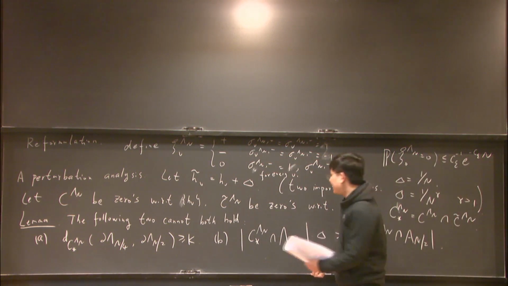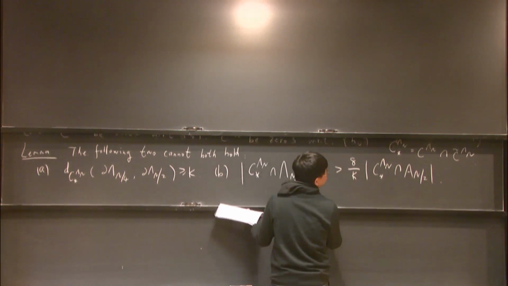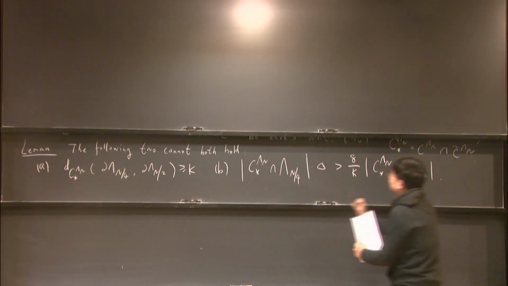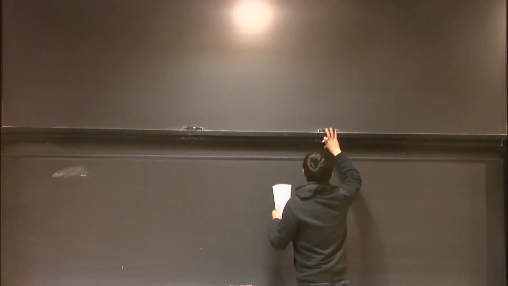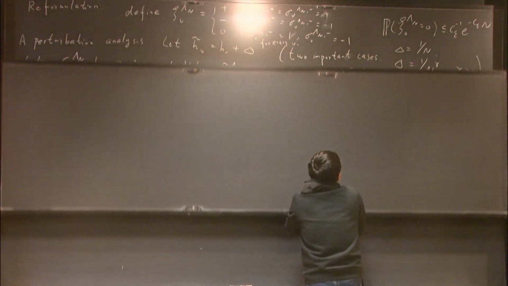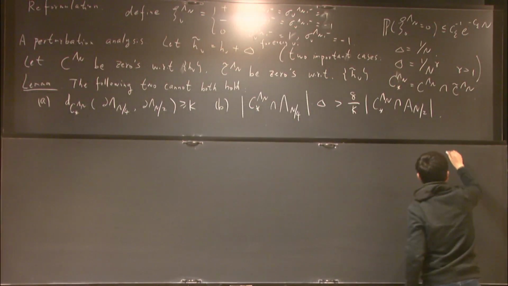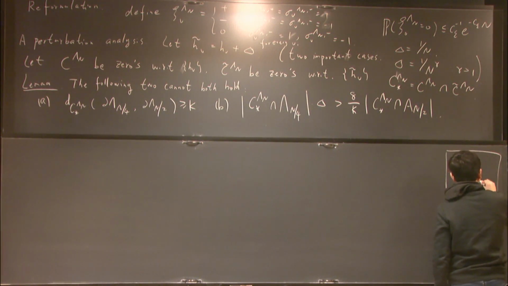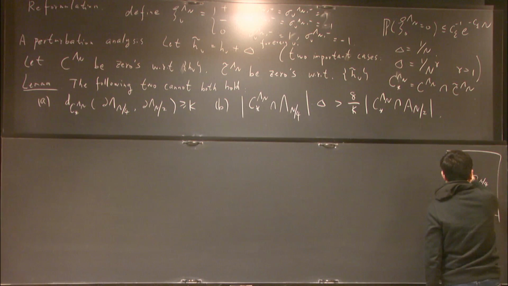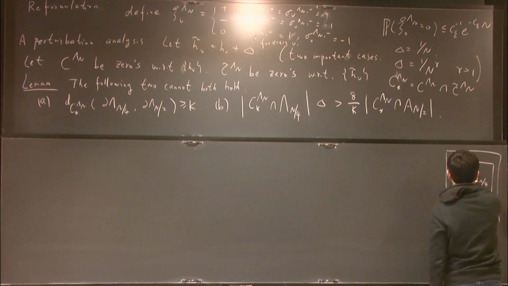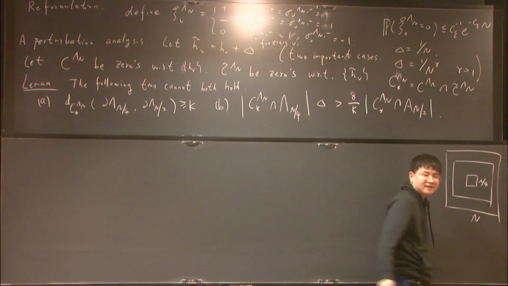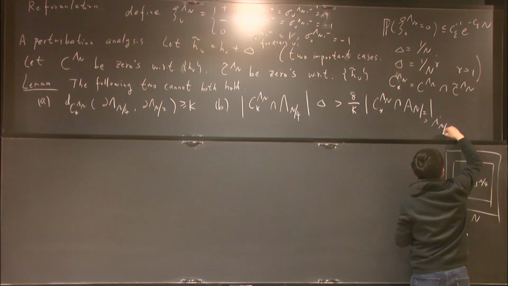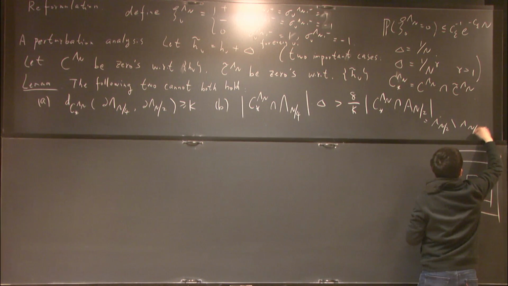Can you draw a picture? Yeah, I'm going to draw a picture. Okay. So I'm considering this is my box of side length n. This is my box, say, of n over 4. The middle thing is the annulus, between lambda n over 2 set minus lambda n over 4.